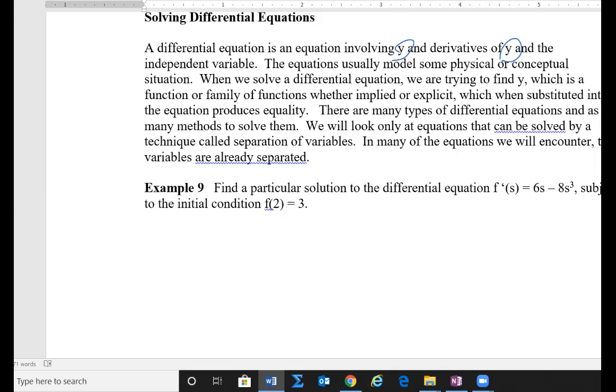And these model different situations, real or imagined, and we can solve them by one technique. There are many techniques, but this technique is going to be called separation of variables. It essentially means that you will separate the y's onto one side and the x's onto the other side, whether they be y's, dy's, x's, dx's, whatever. If we can separate them, then we can use this technique, or at least we can try to use it. So here's the first example.